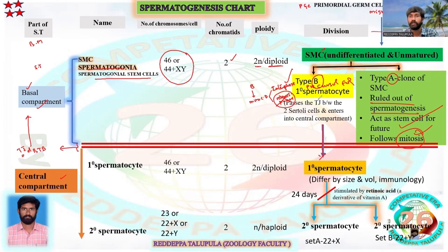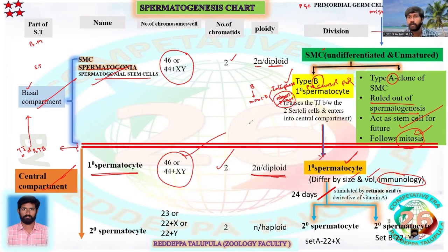Okay. Now, what is the difference between the primary spermatocyte present in the basal compartment and the central compartment? The only difference is size, volume, and the immunological functions present in those two cells. The one present in the basal compartment will be a little bit small, and the one present here will be larger. Next, primary spermatocyte. The number of chromosomes and the number of chromatids will be the same as these cells, and ploidy is also the same, because only mitotic division, no meiotic division, has happened until now.